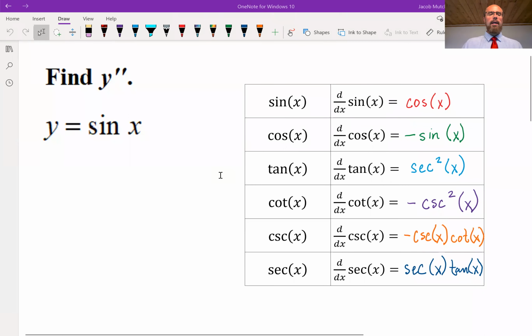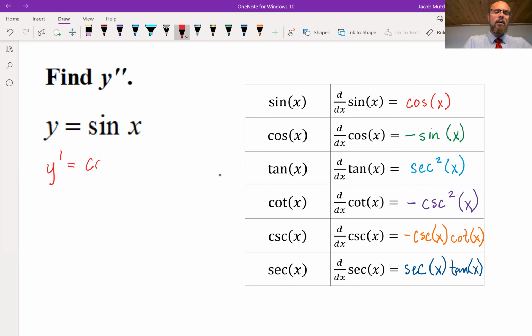So here we're looking at our function y equals sine of x. And our instructions are to find y double prime, or the second derivative of y. So the way to go about that is, first of all, to find the first derivative. So I'm going to find the derivative of y, which is going to be the derivative of sine. So I see in my table that I've recorded here the derivative of sine, d dx sine x, is cosine x. So that's pretty immediate.